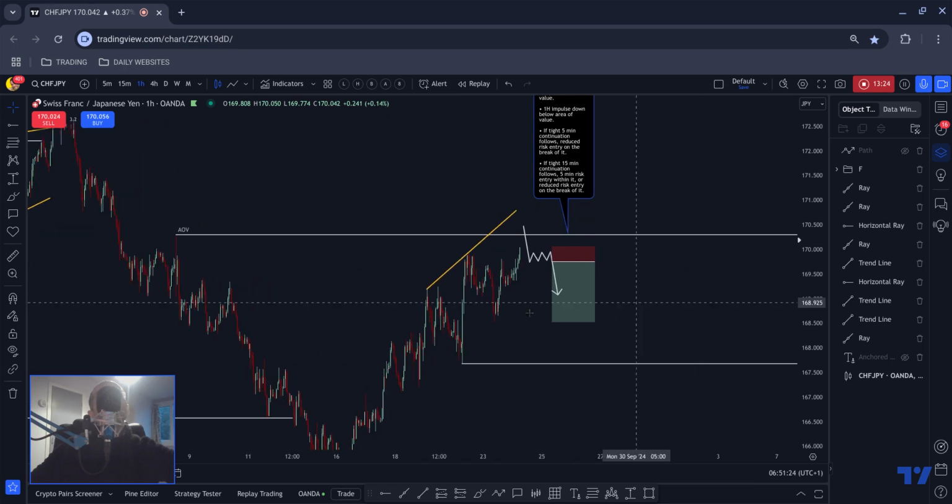Okay, so that's what I'm going to be looking for from these pairs. I hope you've enjoyed the thought process and the extra detail that I've been able to go into by virtue of the fact that I have fewer pairs on watch today.